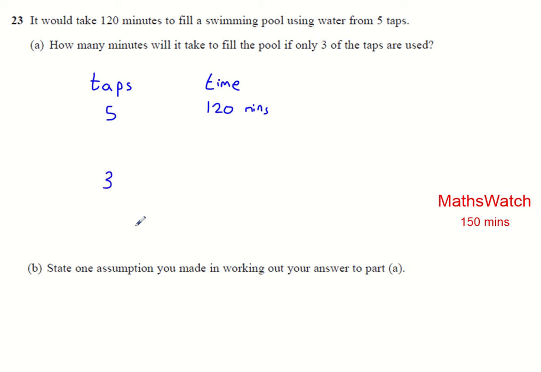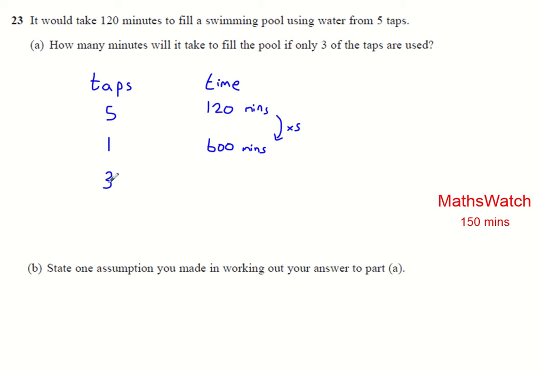We now need to work out eventually how long it will take for 3 taps. But we can't do that in one step. We need a middle ground, and that's to work out how long it would take if we were only using 1 tap. Now if that one tap had to do all of the water that all 5 of these at the same time would do, it would take 5 times as long. So we're doing 120 times 5 to work out that it will take 600 minutes if only one tap was in use. It would take longer because there are less taps pushing water into the swimming pool.